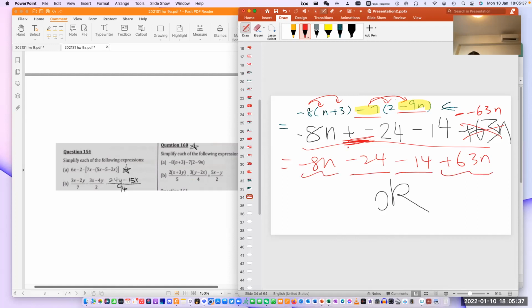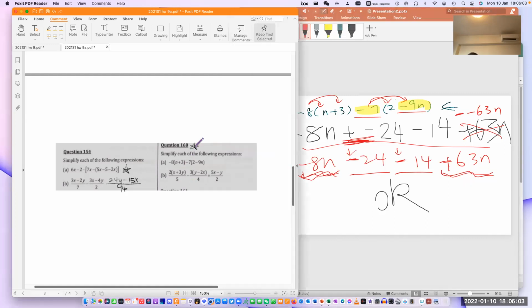When you underline similar term, with the sign, this minus belongs to 24. This minus belongs to 14. This plus belongs to 63n. So underline with different lines, so you can clearly see different similar terms, all right? So then it's going to be quite easy for you.